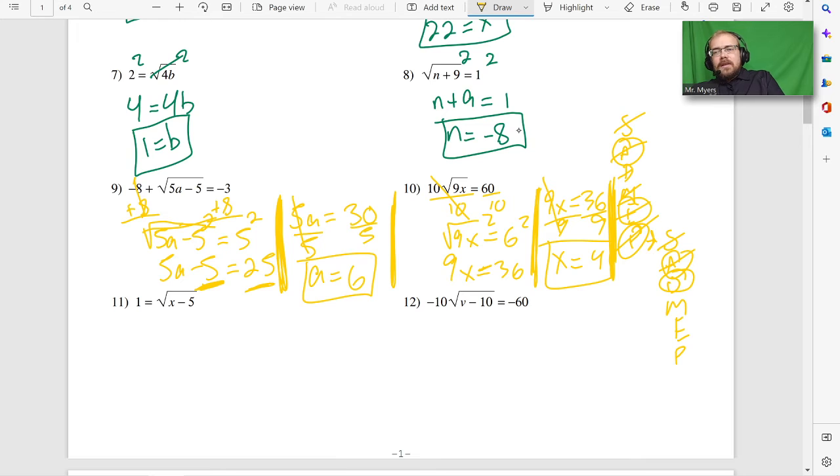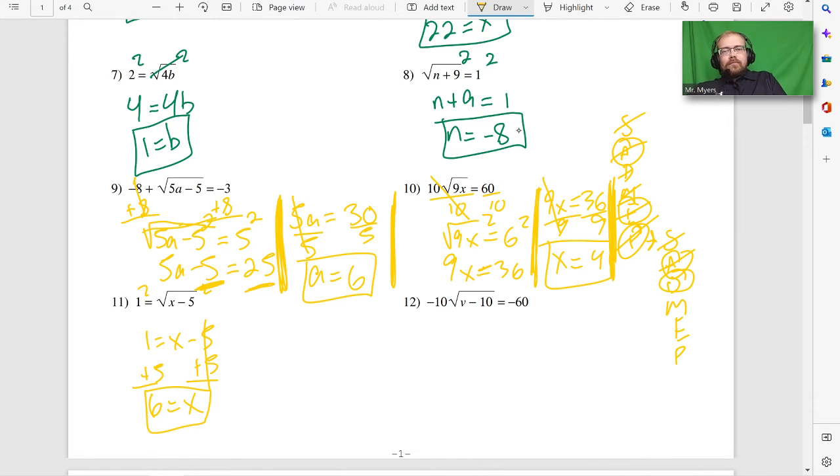All right, same thing for 11 here. Let's see, square, square. 1 is equal to x minus 5. Add 5 to both sides, and you get 6. That wasn't as bad as number 9 or 10. That was a little bit easier, a little bit lighter there.